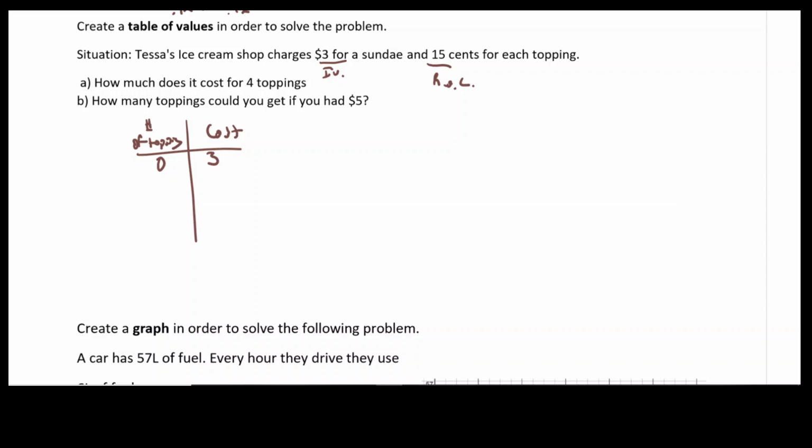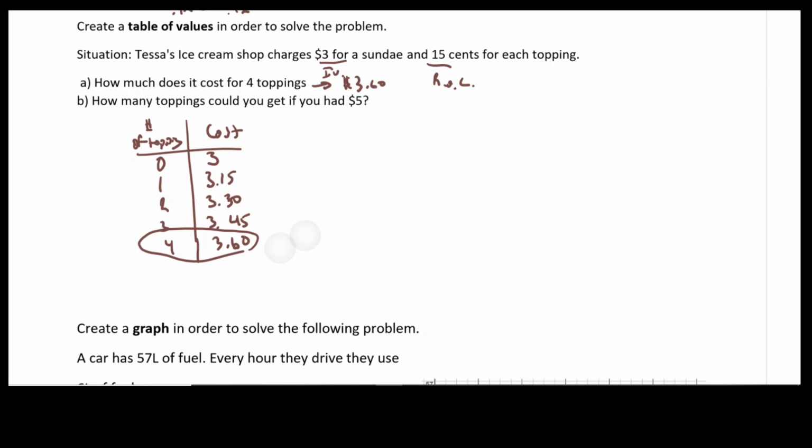And our first problem, we're going to figure out how much it costs for 4 toppings. So we'll just count it up to 4. So $3.15, $3.30, $3.45, $3.60. So there's the answer to our first question, $3.60. Now the next one, how many toppings could you get if you had $5?